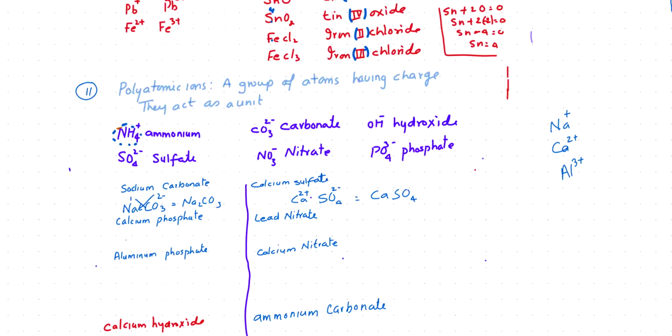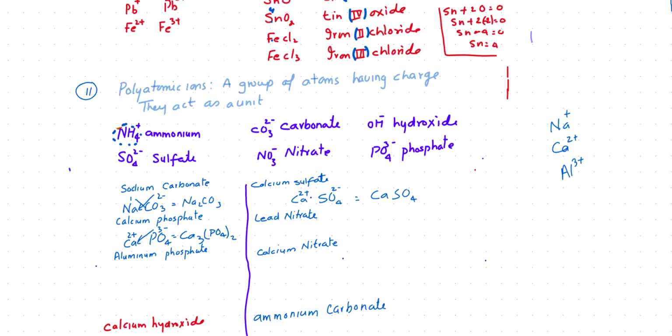Calcium phosphate. Calcium has 2 positive charge. Phosphate is PO4 and has 3 negative charge. So these charges are not equal, so we cross multiply. This 3 is multiplied to calcium, it becomes Ca3, and 2 multiplies to phosphate. Because phosphate is polyatomic, we have to put a bracket and write PO4 in the bracket and 2 outside. For all polyatomic ions, if they are more than 1, we have to put a bracket. For 1, we don't write it, but for more than 1, like 2 or 3, we write it in the bracket.